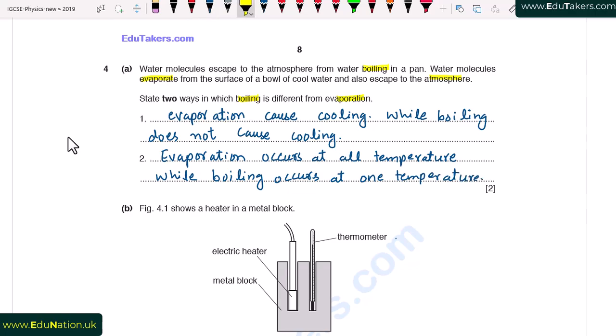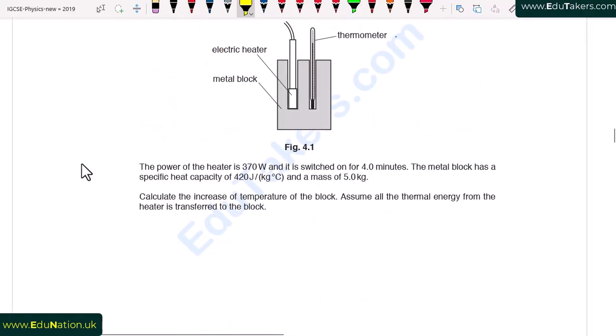Part B. Figure 4.1 shows a heater in metal block. So there is a heater in metal block. The power of the heater is 370 watt and it is switched on for 4.0 minutes. The metal block has a specific heat capacity of 420 joule per kg per degree C and the mass of 5.0 kg. Calculate the increase of temperature of the block. Assume all the thermal energy from the heater is transferred to the block. So here we have to find out the increase in temperature.